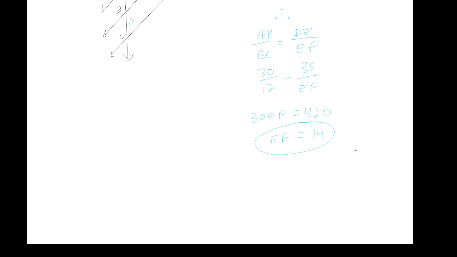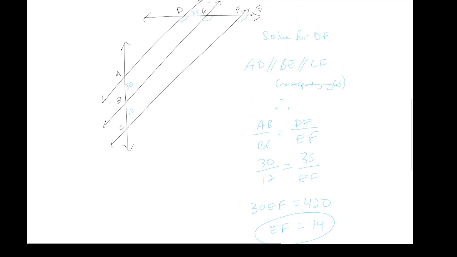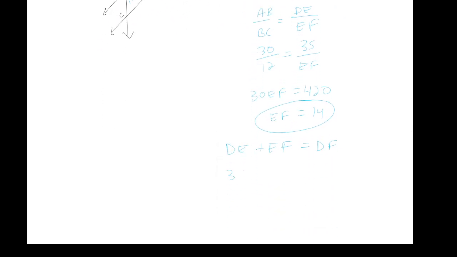We know through segment addition that DE plus EF will get us the sum of DF, which is what we're looking for. We know that DE, back in the diagram up top, was equal to 35. EF we just solved for, which is 14. We find the sum of those two. We know that DF is equal to 49.